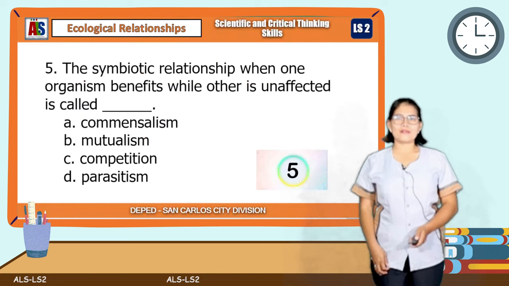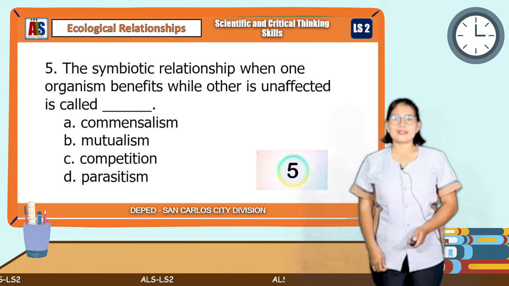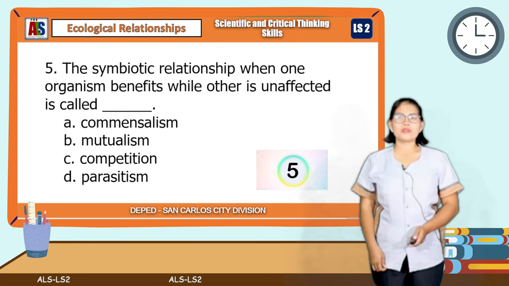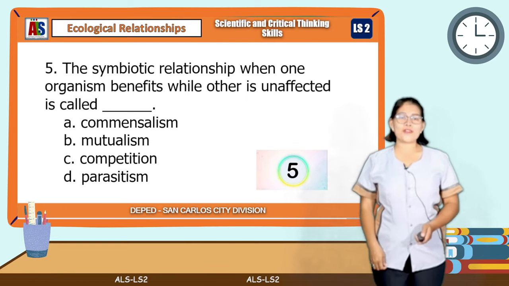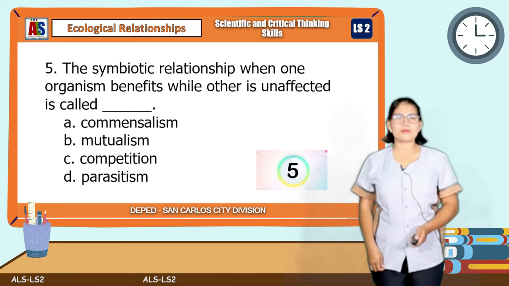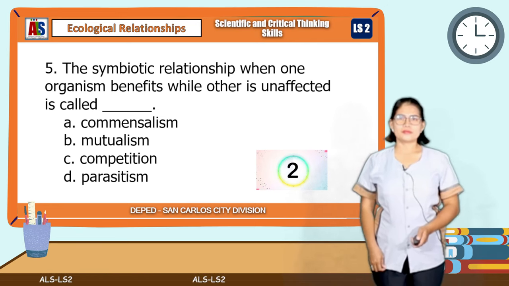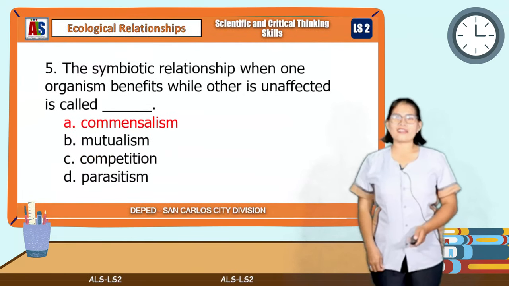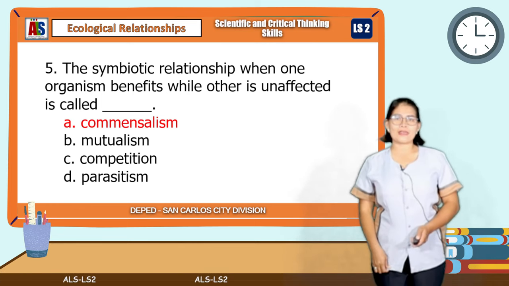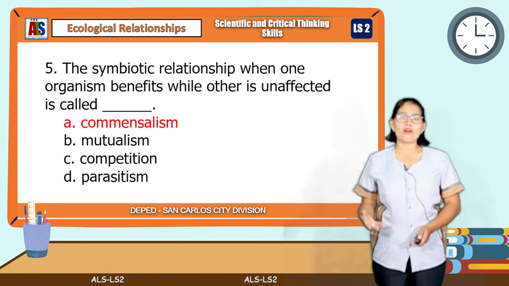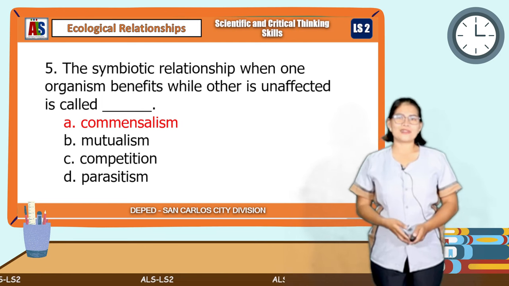For question number 5, the symbiotic relationship when one organism benefits while the other is unaffected is called blank. Is it letter A, commensalism, letter B, mutualism, letter C, competition, and the last one, letter D, parasitism? You have 5 seconds to answer. Time start now. And the right answer is letter A, commensalism. I know that some of you got 5. But don't worry for those who got below 5, you have more time to review the lesson.